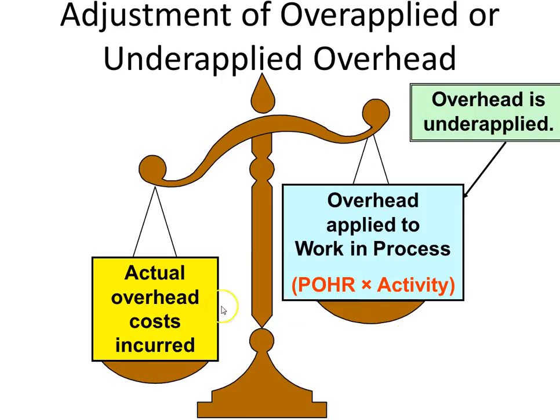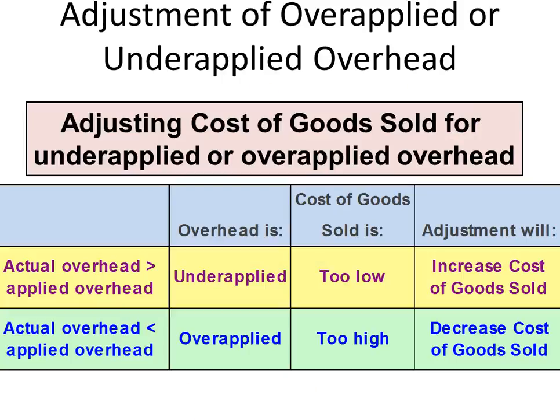And so overhead, if you underapplied it, then of course you have to adjust it. So in either case, you're going to have to adjust, which will be a debit or credit entry on here. And so actual overhead is applied, and if it's underapplied, then its cost of goods is too low, and you have to increase it or you have to decrease it. That's all they're saying in this.